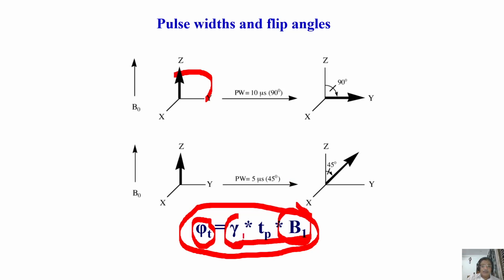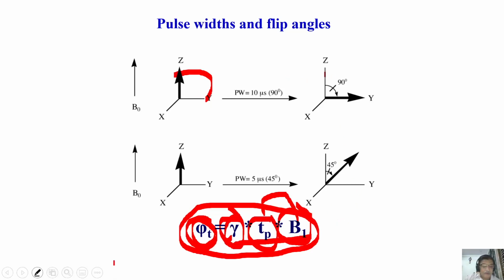Gamma is the gyromagnetic ratio. Tp is the pulse width. You understand? If you have to tilt by 90 degrees, this angle is known, gamma is known. You have to play with these two, pulse width and the power. That's what I said. You can play with the pulse width and the power so that you can design the pulse of 90 degrees, 45 degrees, 180 degrees, whatever it is.